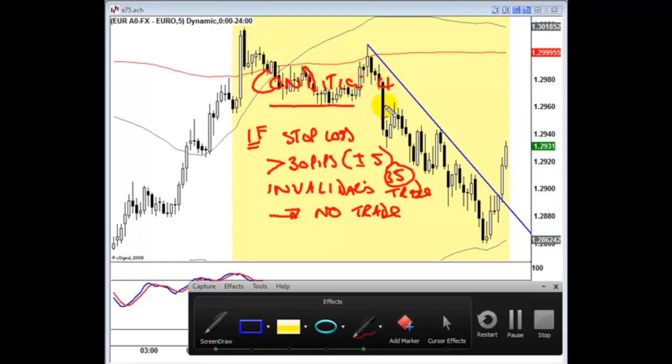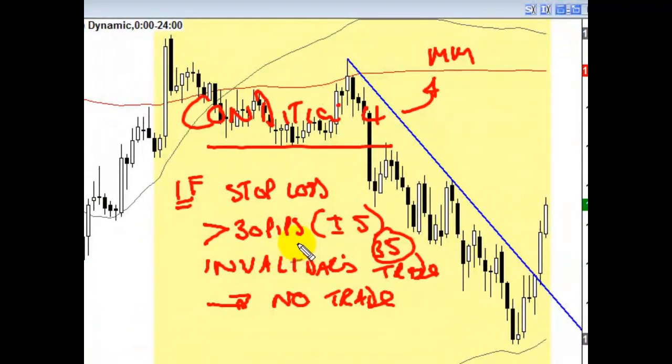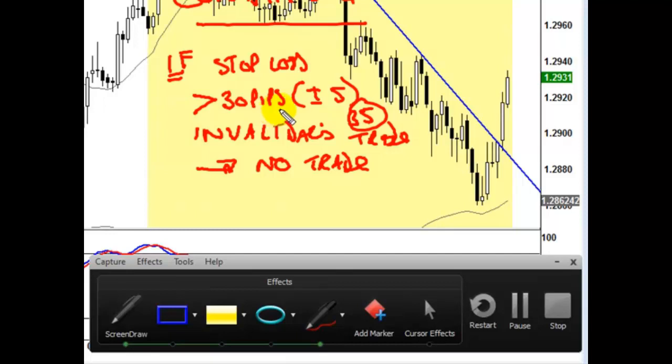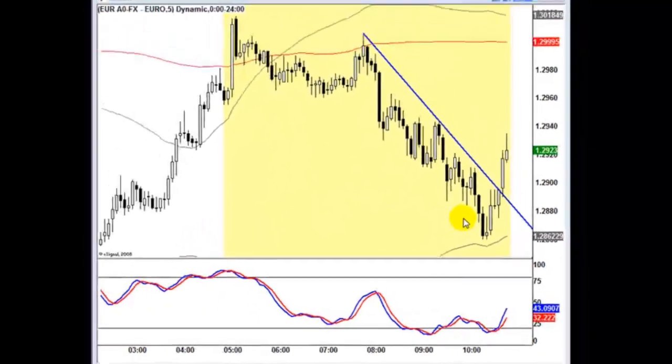And it's not a technical condition, it's based on money management. And if the stop loss has to be greater than 30, let's say 35 at a push, then the trade becomes way too risky. And I'm going to tell you why it's too risky to have a large stop loss. Even if you reduce the leverage to account for that greater stop loss, it's still too risky. Okay, so let's talk about targets now.